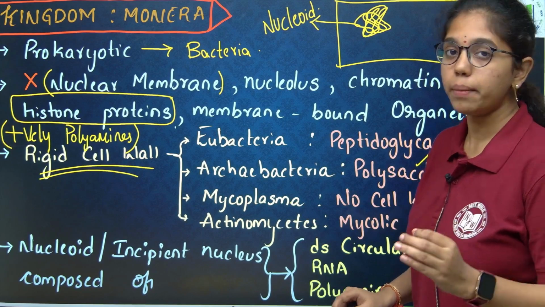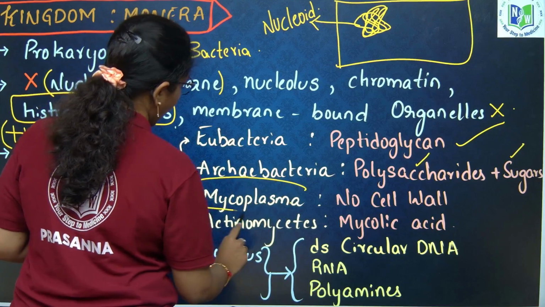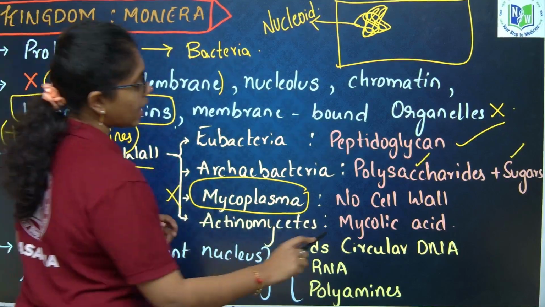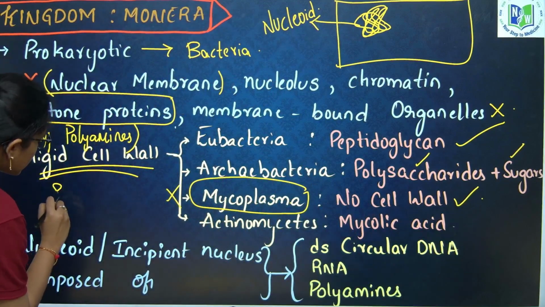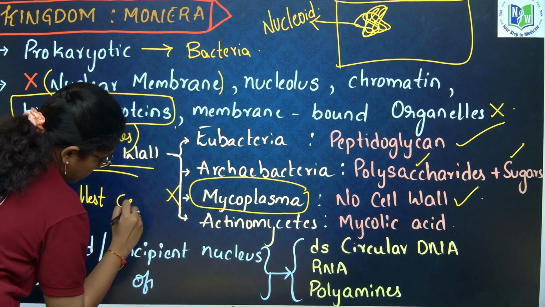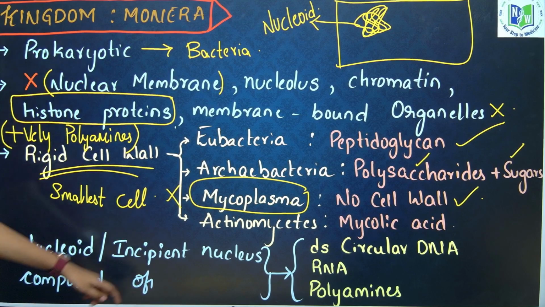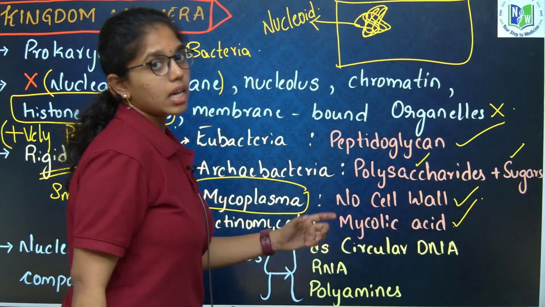Mycoplasma is the only bacteria in the Monera which doesn't have any cell wall, and this is the smallest cell. Smallest cell is mycoplasma. Next, actinomycetes. This type of bacteria will have mycolic acid in its cell wall.